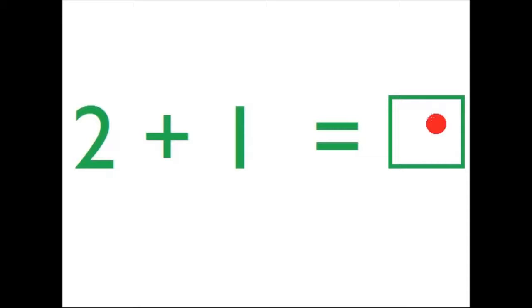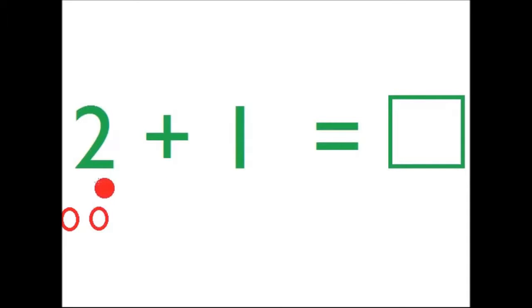So the first thing we do to solve any sum is look at the first number. And what is our first number, boys and girls? 2. Our first number is 2. So I am going to draw 2 marbles that go with this number 2, right? Count them with me. 1, 2. We have 2 marbles.